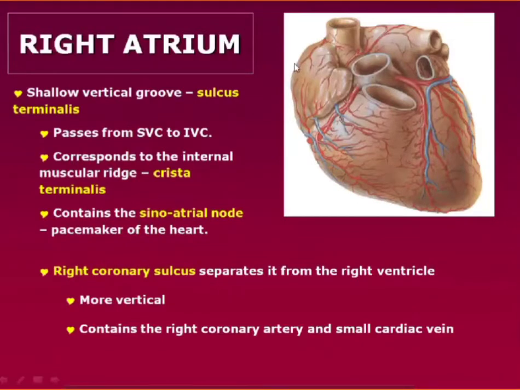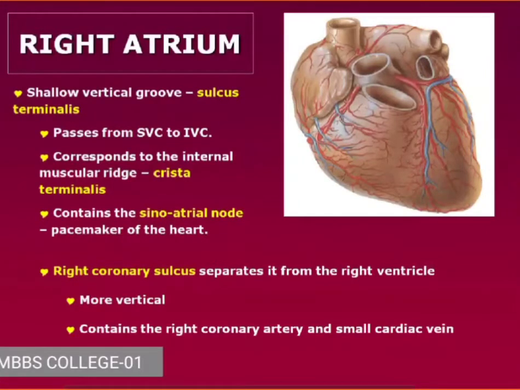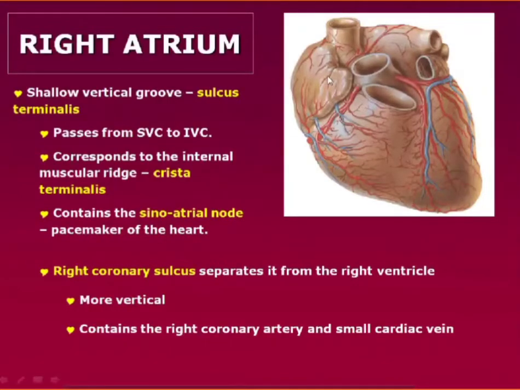This is also described in the external features of the heart. And how is this sulcus terminalis produced? It is produced by the crista terminalis. So this is about the external features of the right atrium.